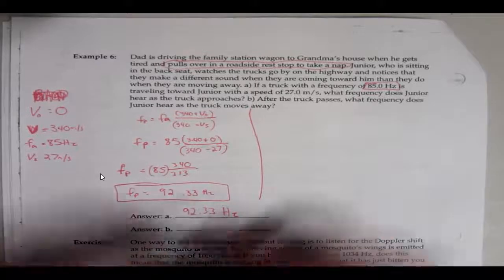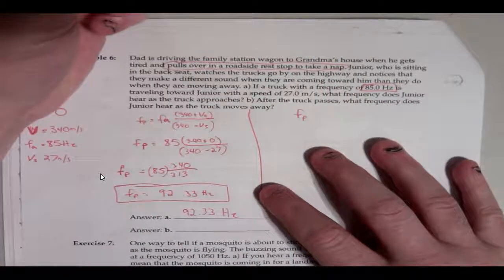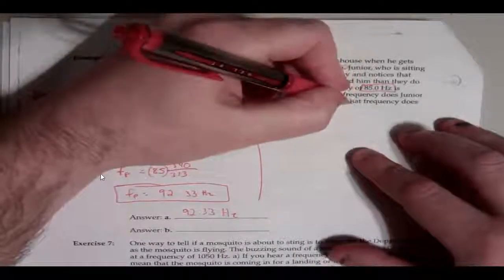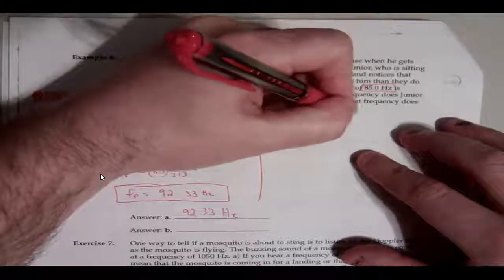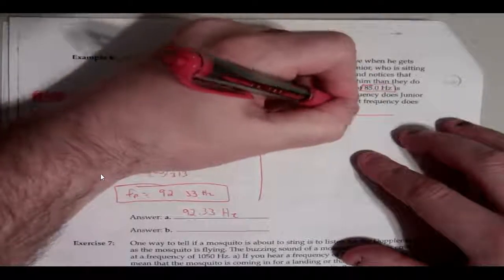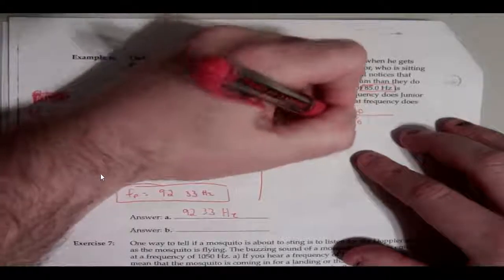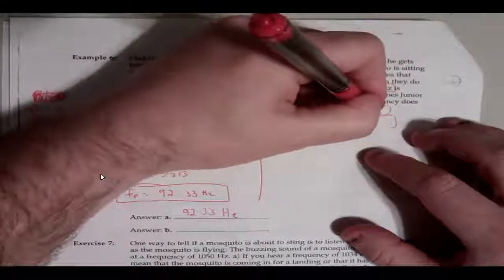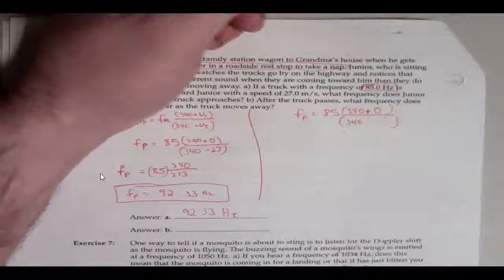So, answer B. After the truck passes, what frequency does Junior hear as the truck moves away? So, let's plug everything in. His perceived frequency, which we still don't know for this one, equals the actual frequency, not going to change, 85, times the speed of sound, which doesn't change. He's still not moving, so the observer's velocity is still going to be 0.